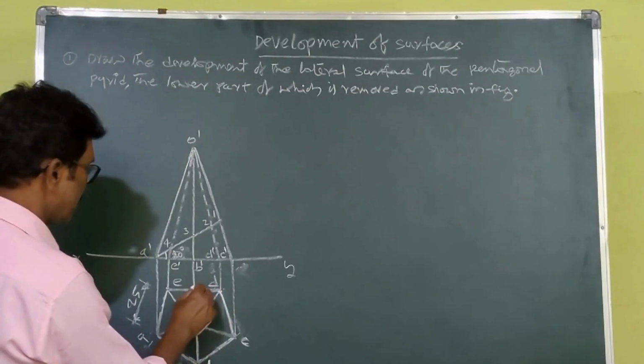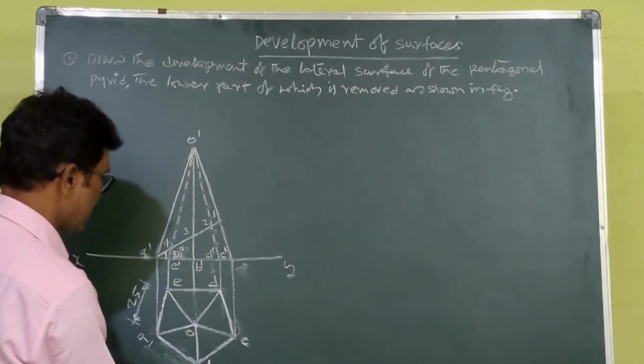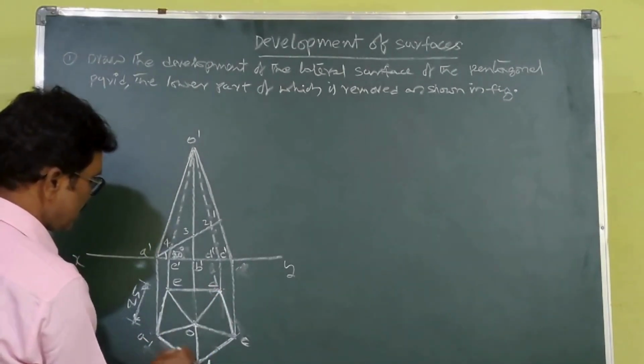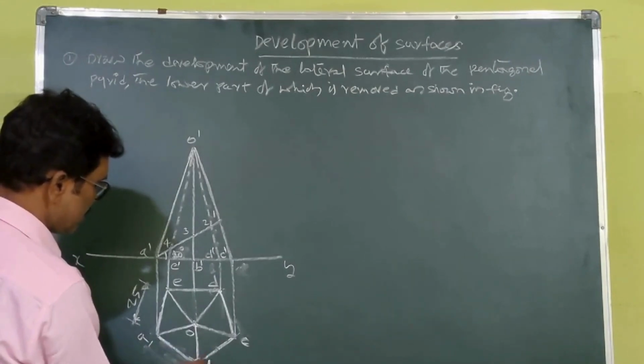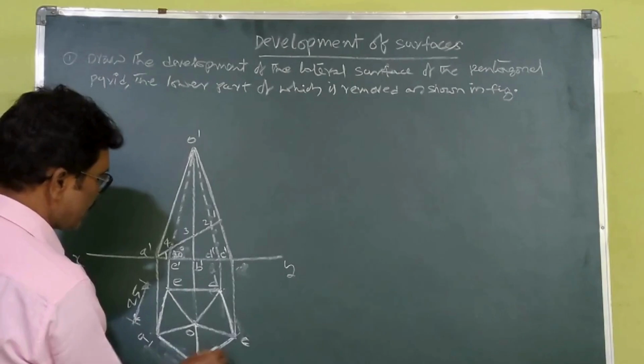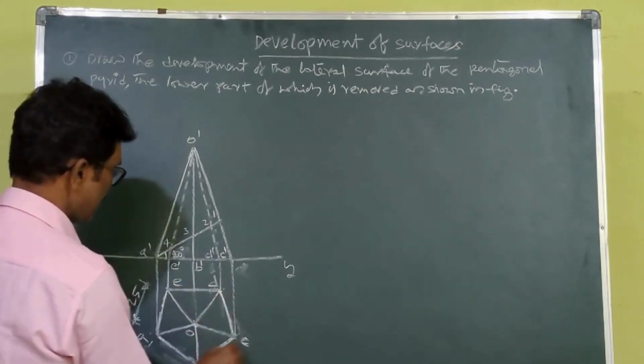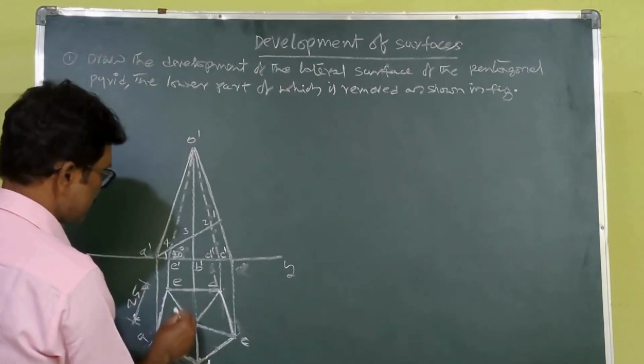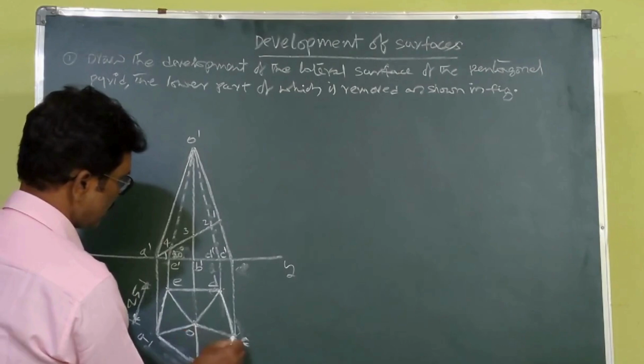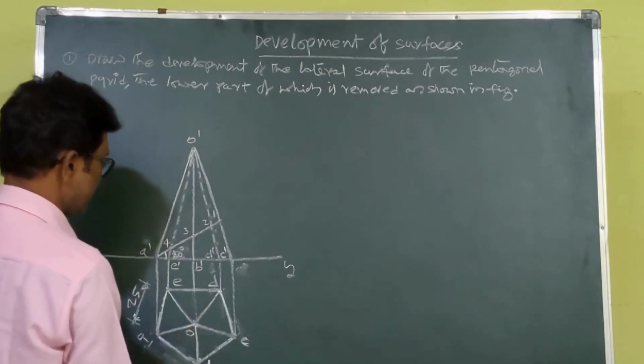You bisect this line. You draw a vertical line. This is the center. You cut it with this center axis, the center line 25. Automatically this is also 25. It is cut here. Then you draw the pentagon like this. This is the pyramid. Because it is a pyramid, you join these edges. Okay.